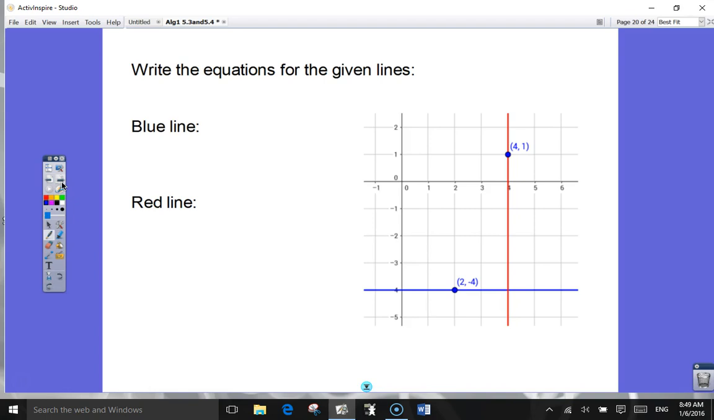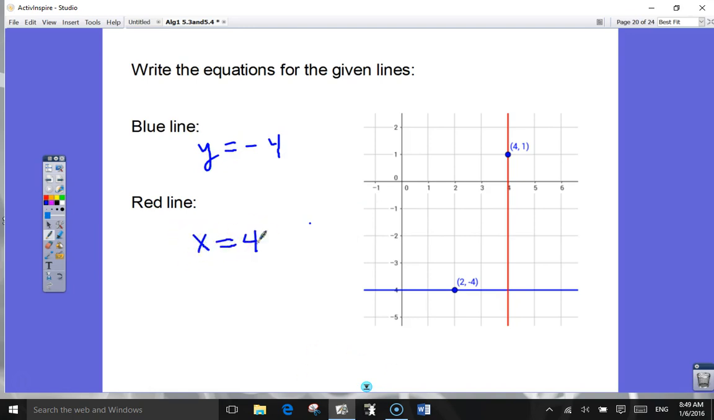A horizontal line. Remember, what's the y coordinate of every point on this line? Negative 4. So it's y equals negative 4, and this is the one which is x equals 4, right? Because on a vertical line, the x coordinate is positive 4 for every point on that line. So if all you know is a point, you can come up with the equations for the horizontal and vertical lines. The blue line was our horizontal, so that one was y equals negative 4. The red line was vertical, so it's x equals 4.